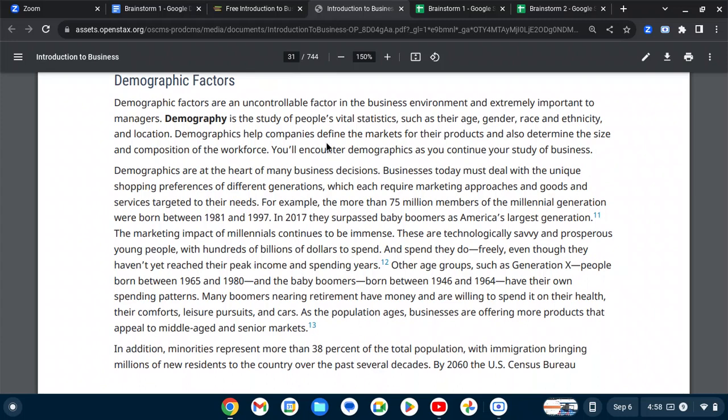Other age groups, such as Generation X, people born between 1965 and 1980, and the baby boomers, born between 1946 and 1964, have their own spending patterns. Many boomers nearing retirement have money and are willing to spend it on their health, their comforts, leisure pursuits, and cars. As the population ages, businesses are offering more products that appeal to middle-aged and senior markets.